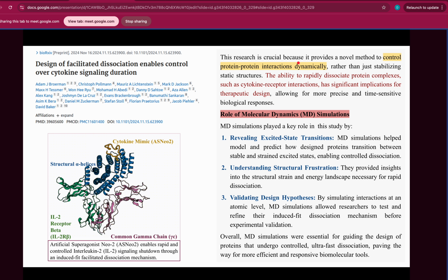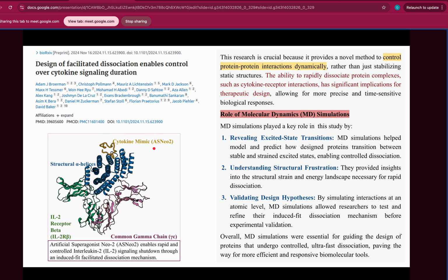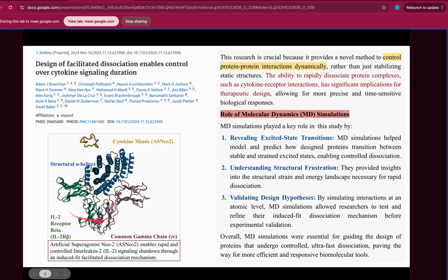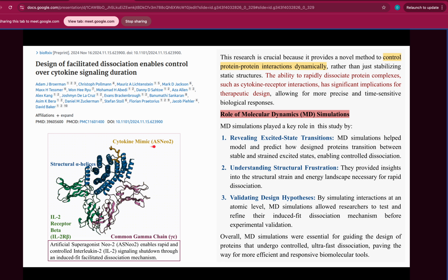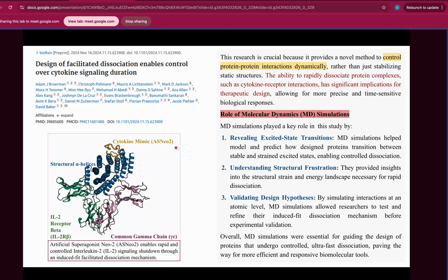This research is crucial because it provides a novel method to control protein-protein interactions dynamically. In this way, they are designing different cytokine mimics, and they are checking which mimic will lead to the dissociation of this complex, which is the common gamma chain of this particular protein. They are studying how the interactions are taking place. So they are designing different cytokine mimics. If we have to proceed using the experimental methods, then it will take a lot of time, and it will also take a lot of resources. So in this case, MD simulations can help you to shortlist certain cytokine mimics which are giving you better results.